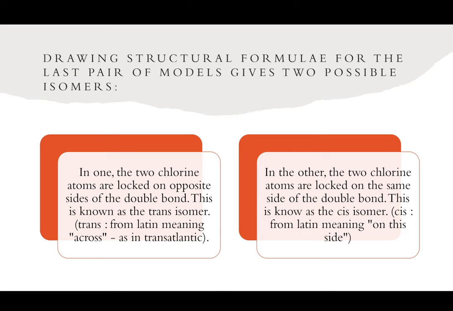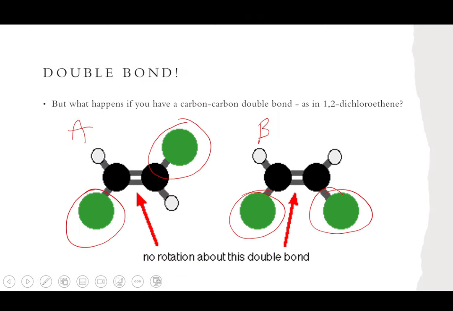In one, the two chlorine atoms are locked on the opposite side of the double bond. So they're locked on the opposite side, they are trans. And then in the other, they're locked on the same side, meaning cis. So cis means same, trans means opposite or across. For example, if we talk about the transatlantic slave trade, it means across the Atlantic. So trans is across the double bond. And cis is same, so it means on the same side of the double bond.